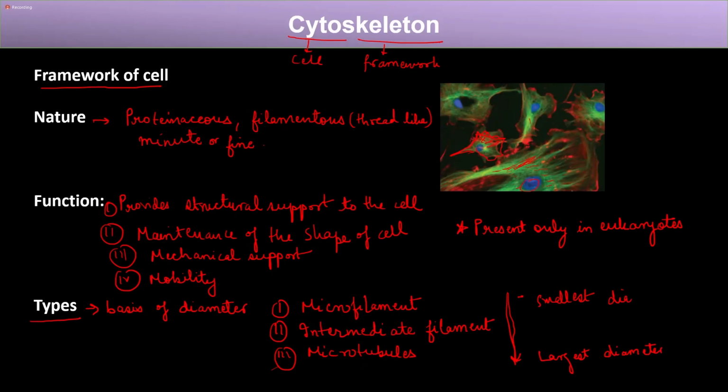So these are the three types of cytoskeleton. Now we'll study each of these types one by one. The first type is microfilament. The diameter of the microfilament is 5 nanometer. Now, second thing, if we look at the structure of this microfilament, this is the one structure.